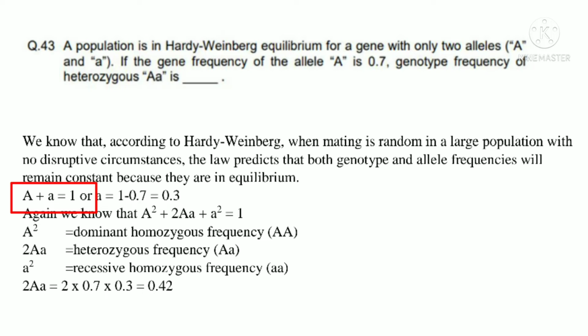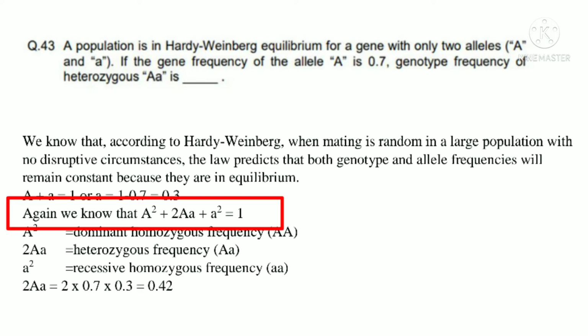So capital A plus small a is equal to 1. Then capital A is 0.7, so small a will be 0.3. Again, we know that this relationship, p squared plus 2pq plus q squared, is also 1. So using this, I have calculated the genotype frequency of heterozygous and it is 0.42.